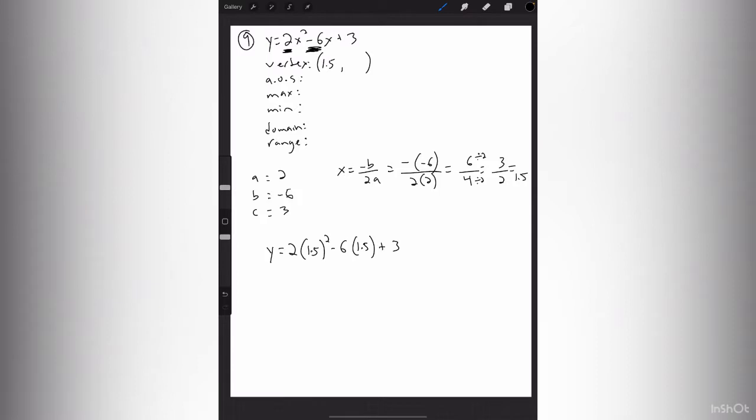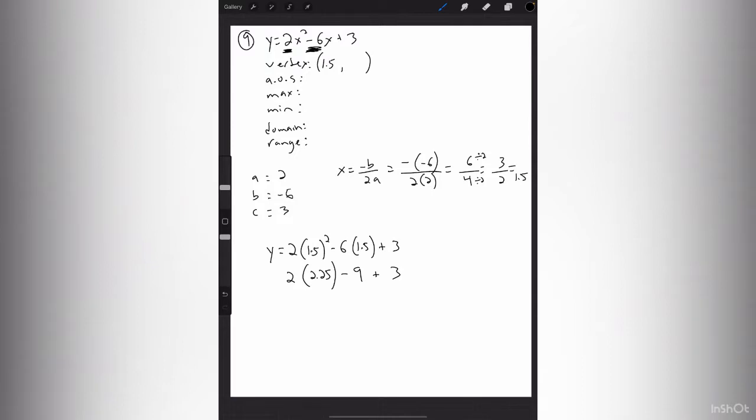plus 3. Okay, so first thing I want to do is go through order of operations, and I want to look if I can do anything inside the parentheses, and I cannot, and so that allows me to move to the exponents. And if I'm looking at this one right here, the first one from left to right, 1.5 squared is actually 2.25. So 2, I'm bringing down the 2, times 2.25 minus, and I'm going to multiply 6 times 1.5. So I'll say 6 times 1.5, and I get 9 plus 3. Okay?